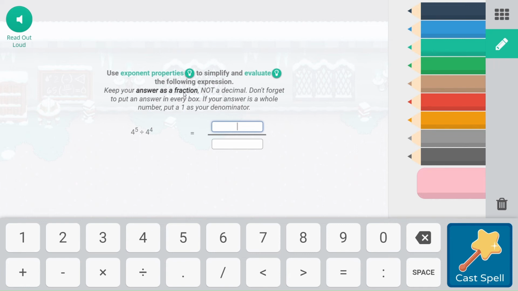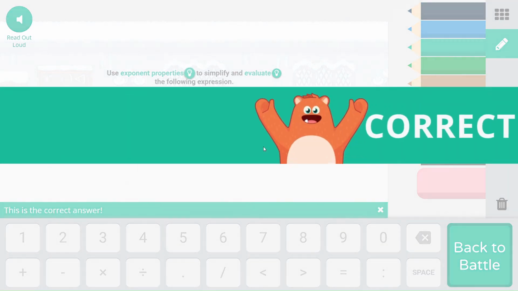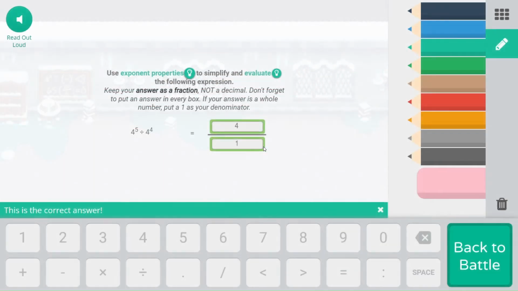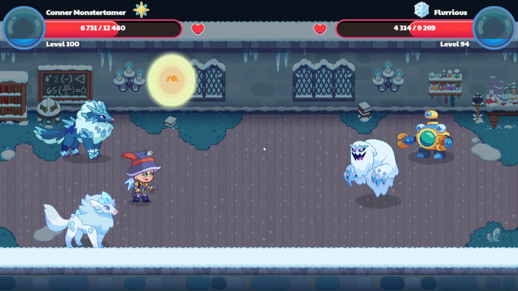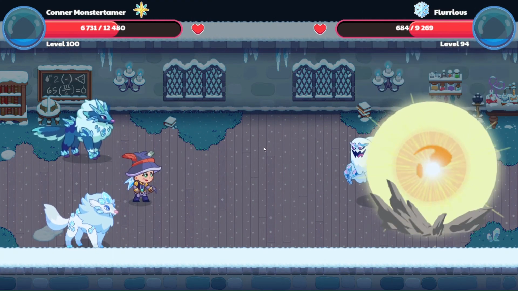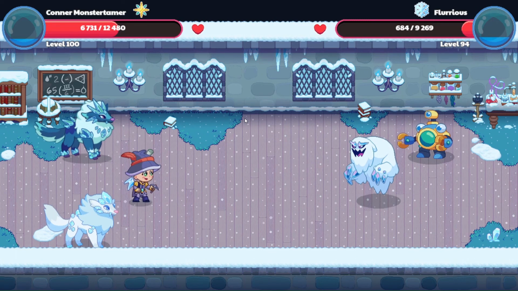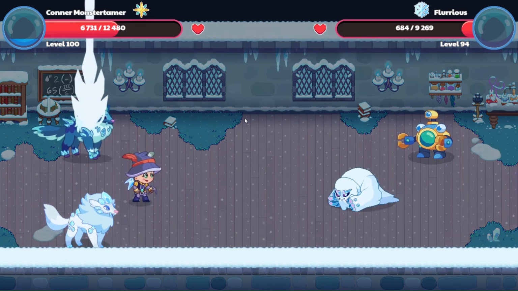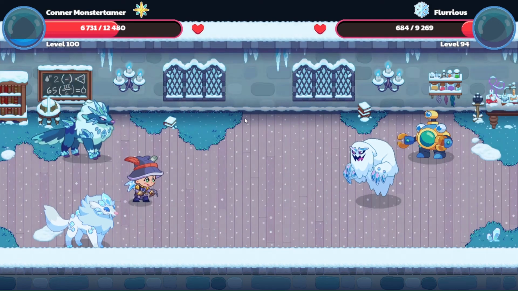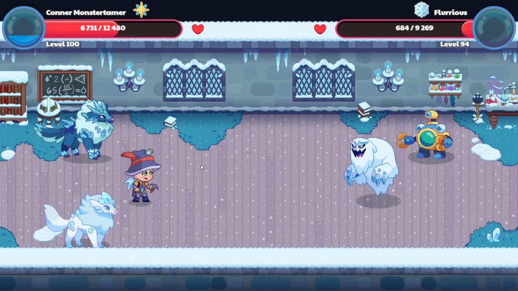Alright, we are going to keep our answer as a fraction, not a decimal. So this is going to be 5 minus 4 would be 1. So we're going to have 4. 4 to the power of 1 is 4. It's an identity statement. So our denominator is 1. Woohoo! Up we go, down we come. And it looks like one more Supernova if we have the power for it. Spherical Crush. Misses. Nice try, Flurious. A for effort.